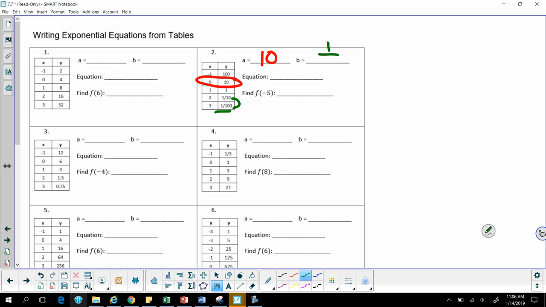So 1 over 10 is what it's being multiplied by. So all you're putting in your calculator is the last y, 1 over 100, divided by the one before, 1 over 10, and you get 1 over 10.